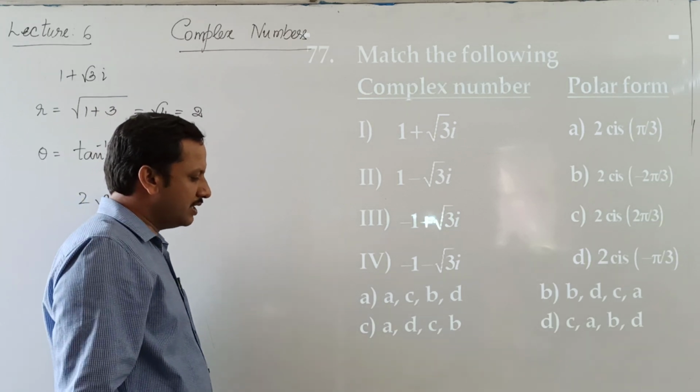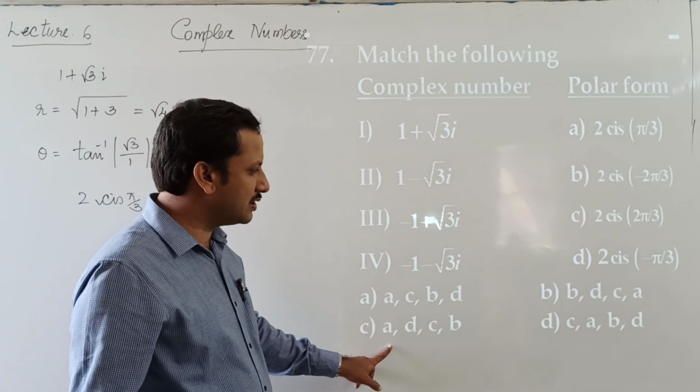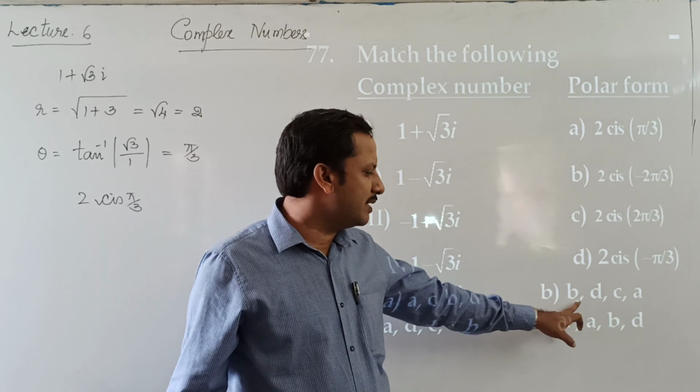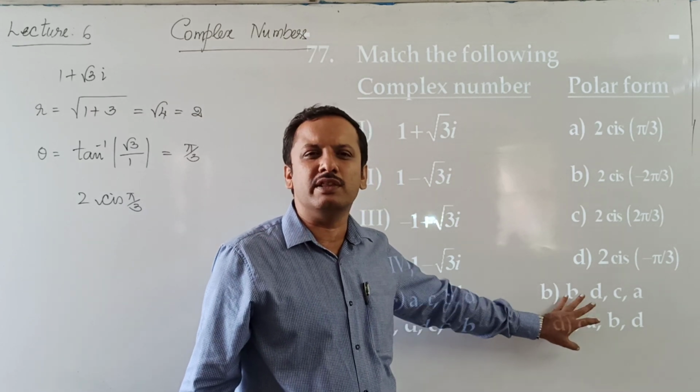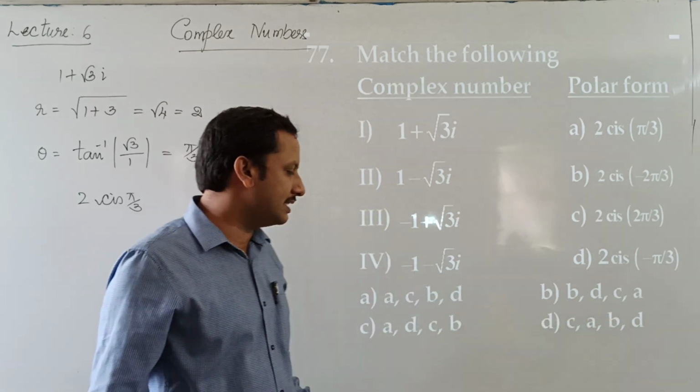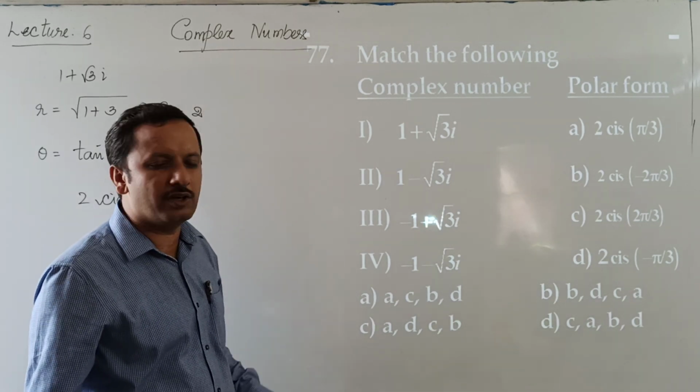Look at the options. Here 1 is matched with A, here also 1 is matched with A. Here 1 is matched with B, and here 1 is matched with C. Therefore, these two options are eliminated. The answer is either the first option or the third option.